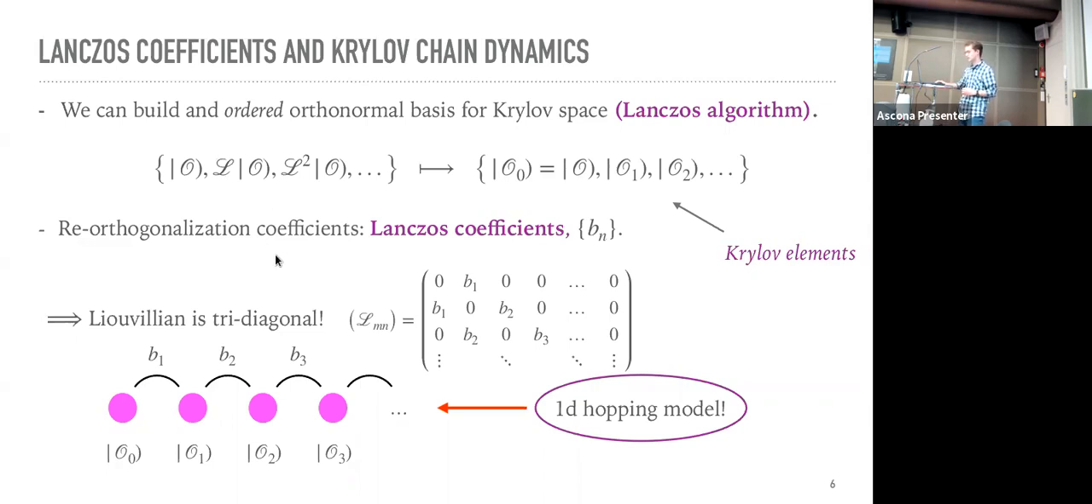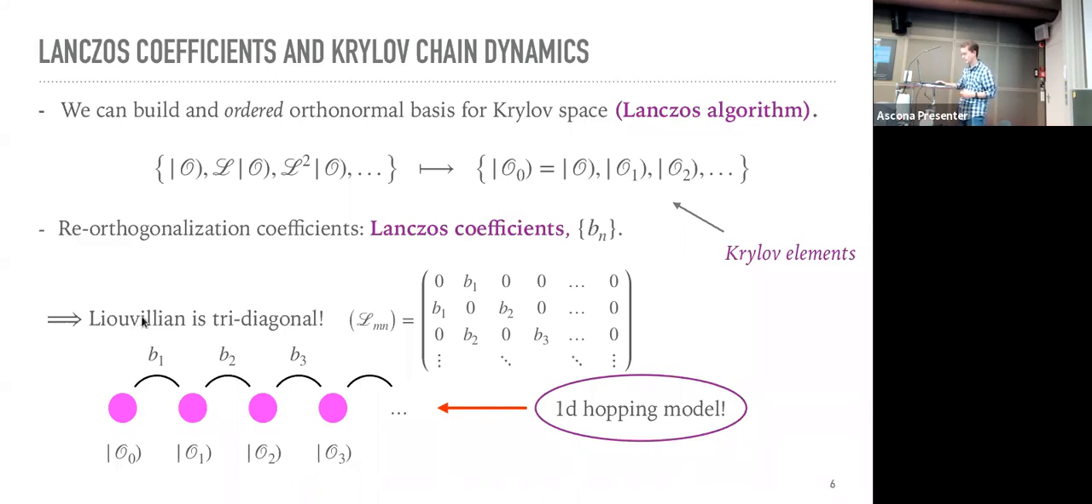And more interestingly, we find that the matrix expression of the Liouvillean in these coordinates becomes automatically tridiagonal, where the secondary diagonals are given by a set of coefficients, which are called the Lanczos coefficients, that are directly given by the algorithm. So this is interesting because we have mapped time evolution in Krylov space to a one-dimensional hopping problem, no matter what Hamiltonian we started from, where we have a one-dimensional chain whose sites are just the Krylov elements, and the hopping amplitudes are just governed by the Lanczos coefficients.